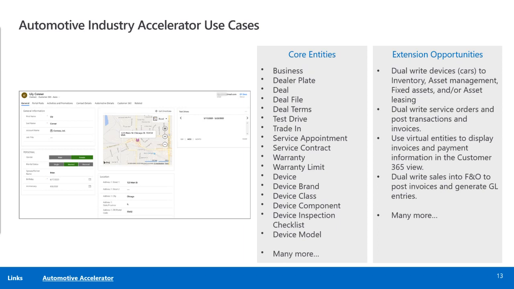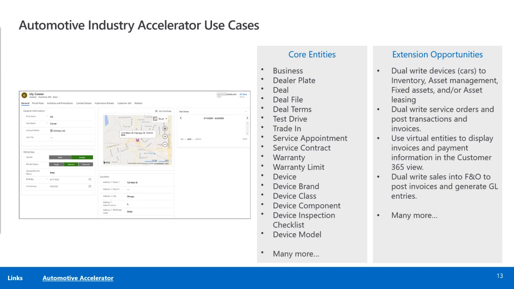And we have the ability to track all of the detailed information related to those vehicles, including the sales process, which is oftentimes referred to as a deal. So you can create deals, files, and terms. There's also an ability to track trade-ins, manage services and warranties, and a lot more. That's a part of those core entities that come out of the box with the Automotive Accelerator.